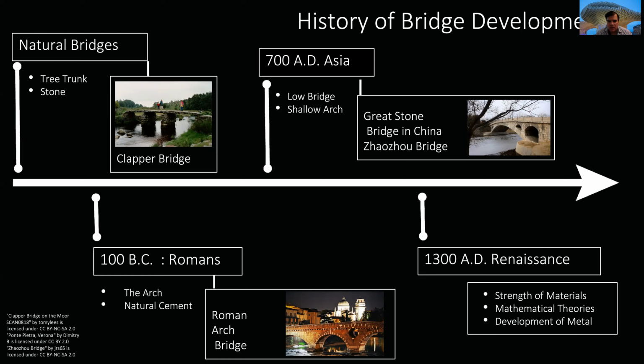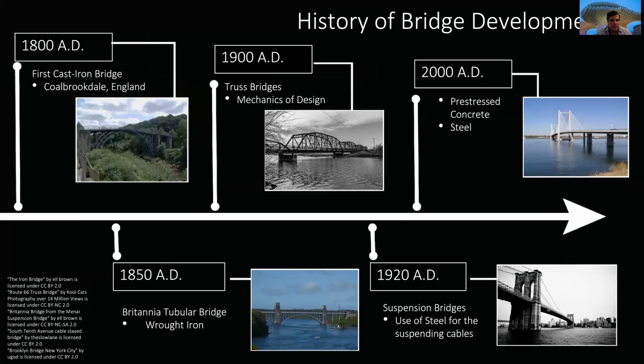In the 1300s, during the Renaissance, strength of materials, mathematical theories, and development of metal were created. Therefore, in the year 1800 AD approximately, other types of bridges started to appear, and the first cast iron bridge is the Holbrook Dale, located in England. That is a wonderful example of a bridge made with cast iron for the first time.